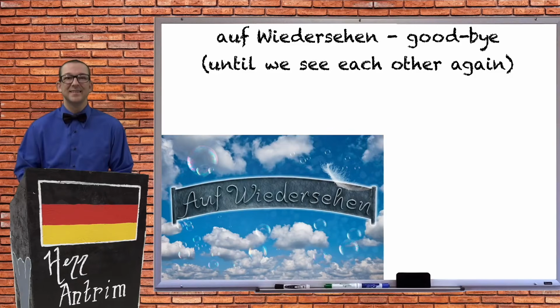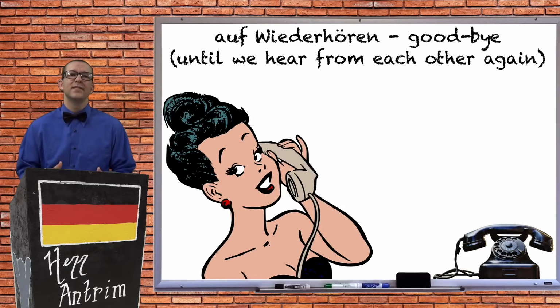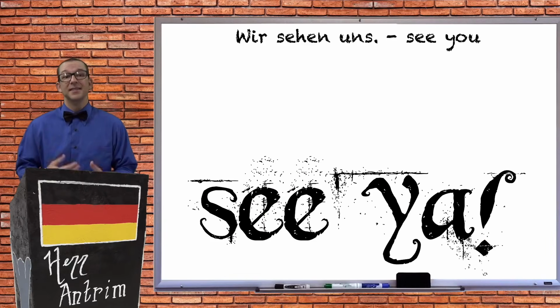If you're on the phone, you won't say Auf Wiedersehen because you aren't seeing that person right now. You're hearing them, so you say Auf Wiederhören. This means until we hear from each other again. Again, you can leave off the auf if you want to make it a bit shorter. Wiederhören. Auf Wiederhören.